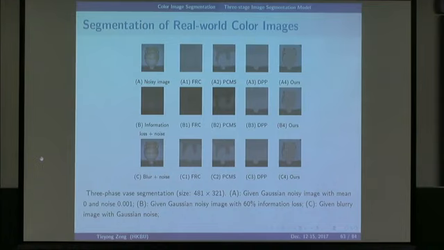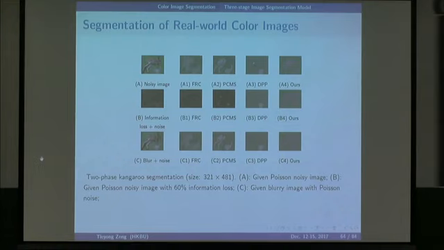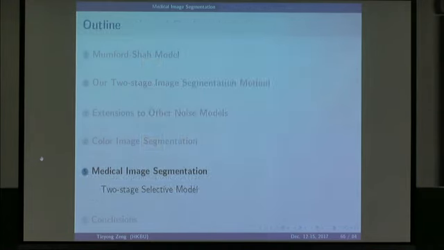We have tested many images. Basically, in all the cases, we can get better contours. The same is true for the elephant image. And then another approach we want to present is a two-stage selective model for medical images. It is just the same as Professor Boykov's.